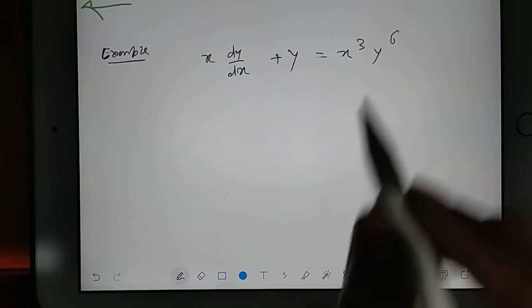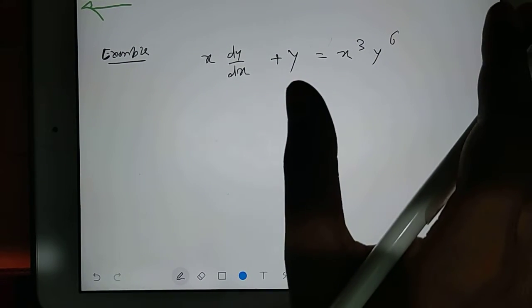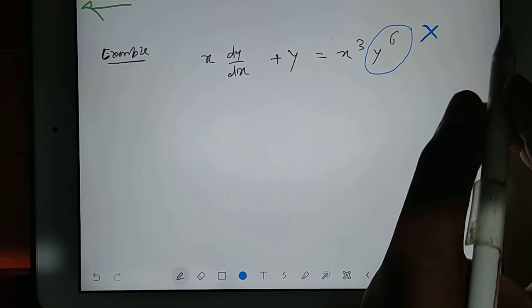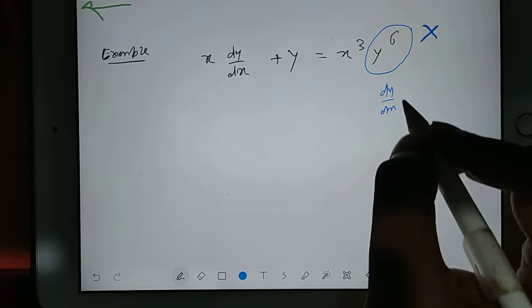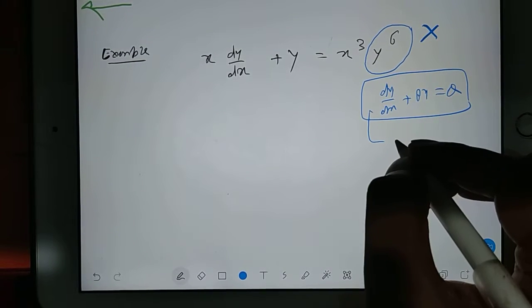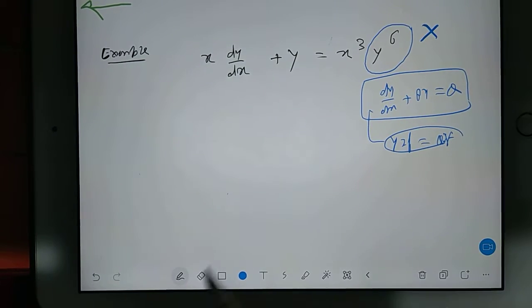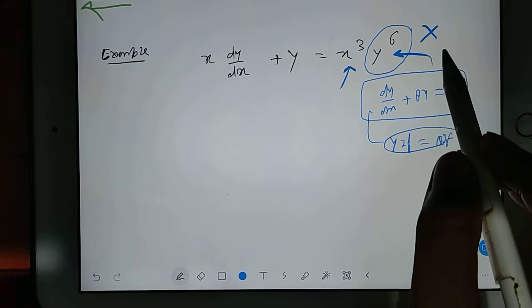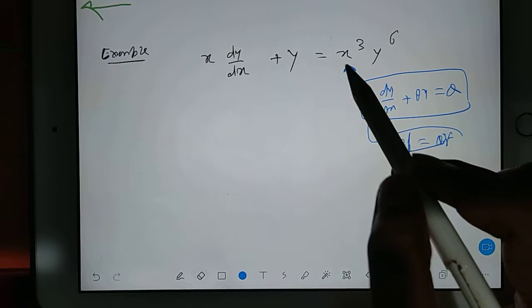Now in our last class, in that situation, we were not having the y term. In our last class we learnt Leibniz. That was simple: dy by dx plus Py is equal to Q, and the solution was y into IF equals integral of Q into IF. This was the trick to remember. But here, because your Q is coming with some extra y, you will consider this as a Bernoulli equation, Bernoulli format.